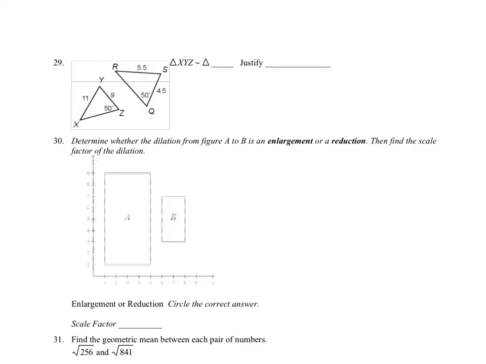Okay, number 29. Are these two similar? Well, look at this. This one's kind of tricky because when we check the ratio, RS is corresponding to YX, so 5.5 over 11. Sometimes it's easier to write the decimal than to simplify the fraction. So we'll go 5.5 divided by 11. We get 0.5. And actually that one would have been fairly easy. The next side is 4.5 over 9. When we simplify that, we also get 0.5.